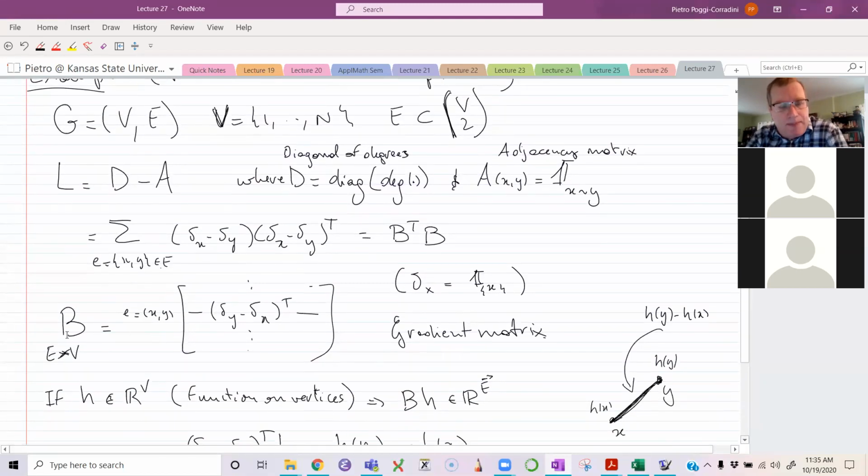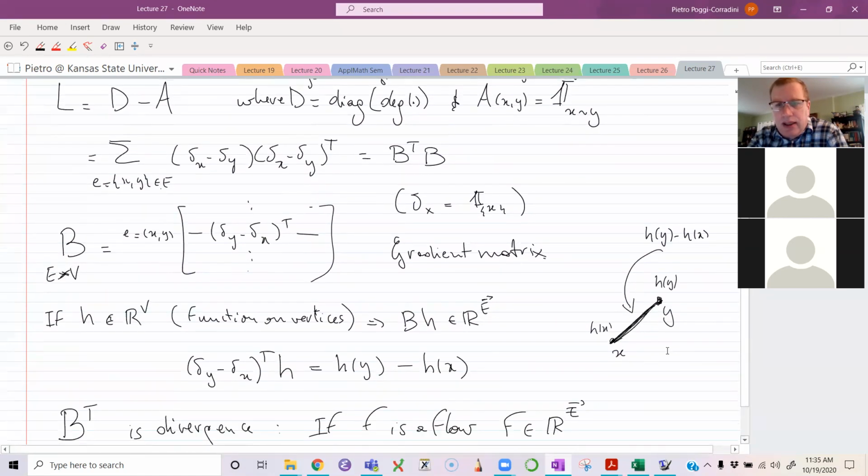This matrix B has a row per edge, and the columns are indexed by the vertices, and it's called a gradient matrix. The action of this gradient matrix on functions on vertices is to basically take the values at the endpoints, subtract them, and assign the difference to the edge. So that's B of H. It's what we could think of as a discrete gradient for the function H.